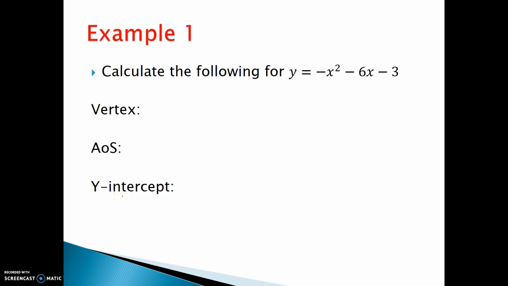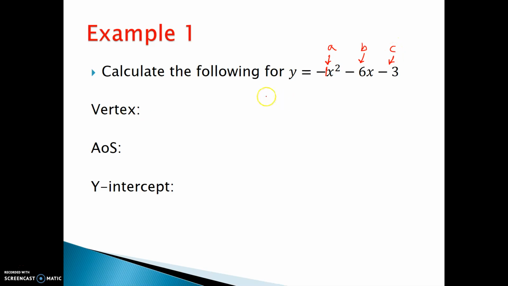So let's calculate the following. I have -x² minus 6x minus 3. Notice right here, my a, this one's kind of tricky, but it's a -1. My b is a -6. My c is a -3.